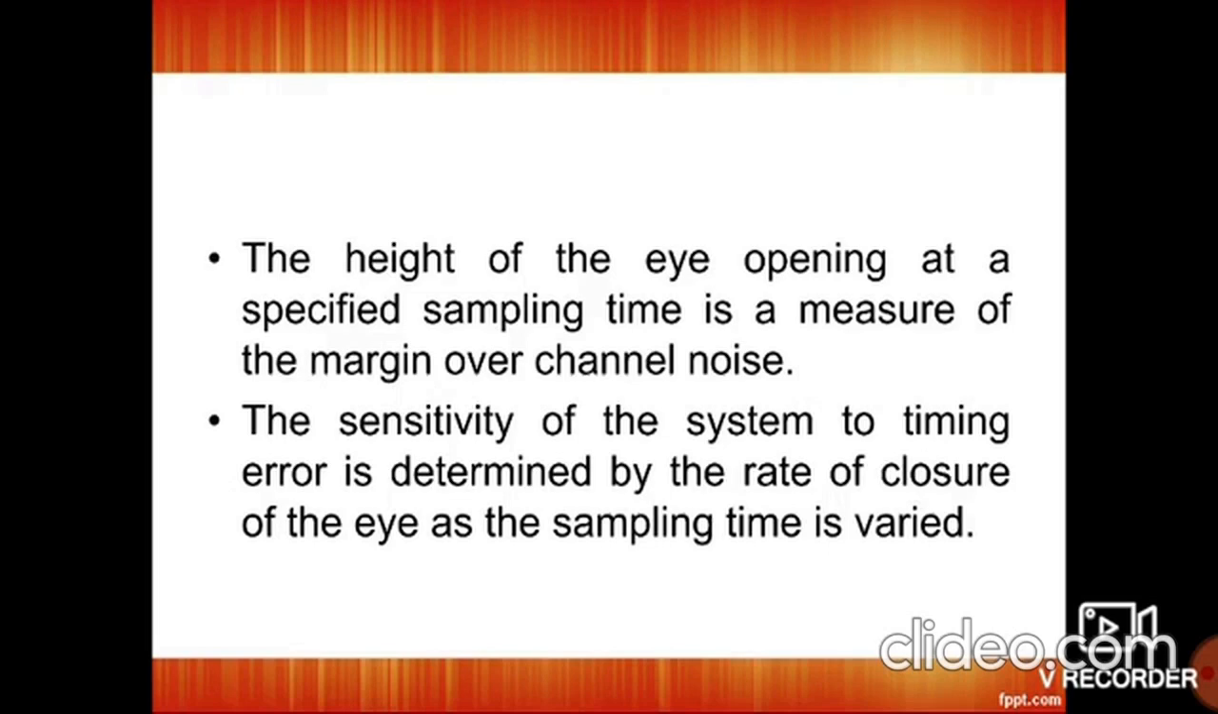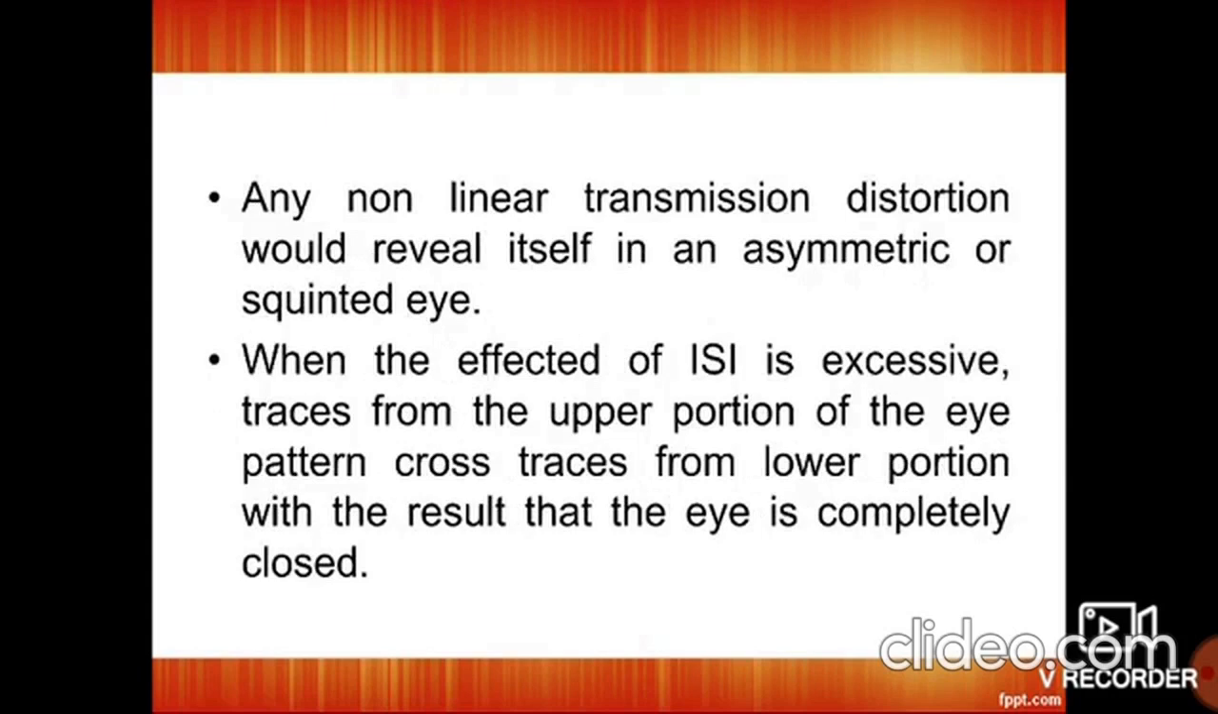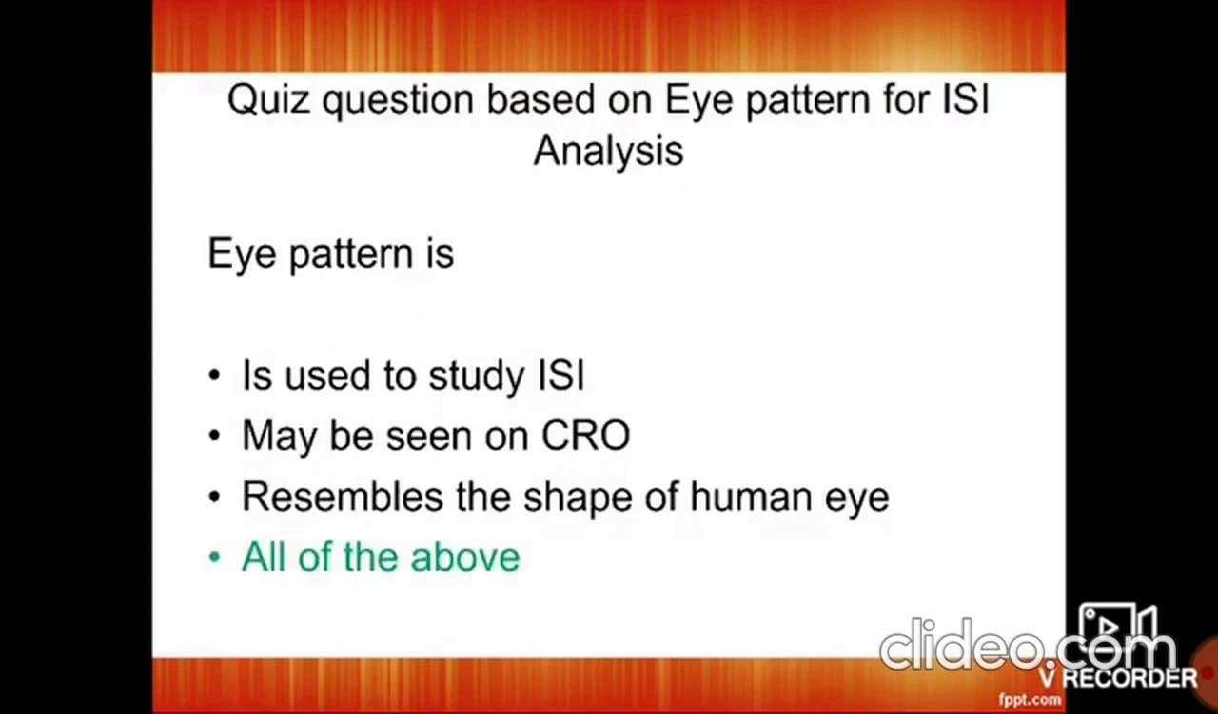So the sensitivity of the system to timing error is determined by the rate of closure of the eye. Any nonlinear transmission distortion would reveal itself in an asymmetric or squint eye. When the ISI is excessive, traces from the upper portion of the eye pattern cross into the lower portion. So we can conclude here that the eye pattern is used to study the effect of inter-symbol interference in baseband transmission.